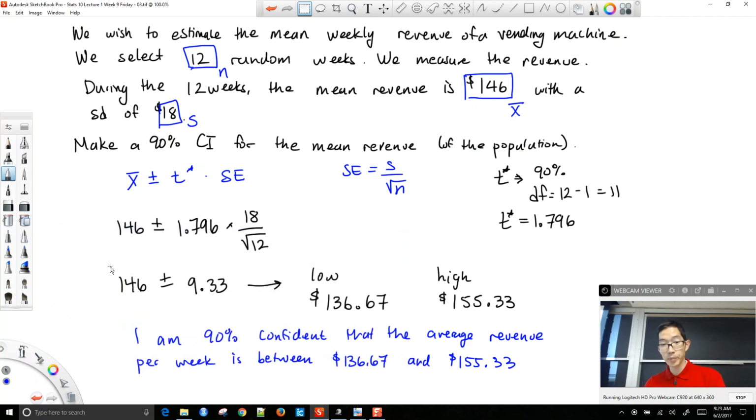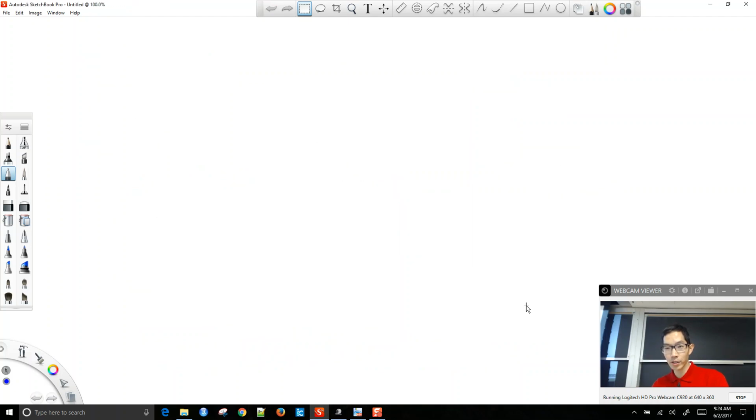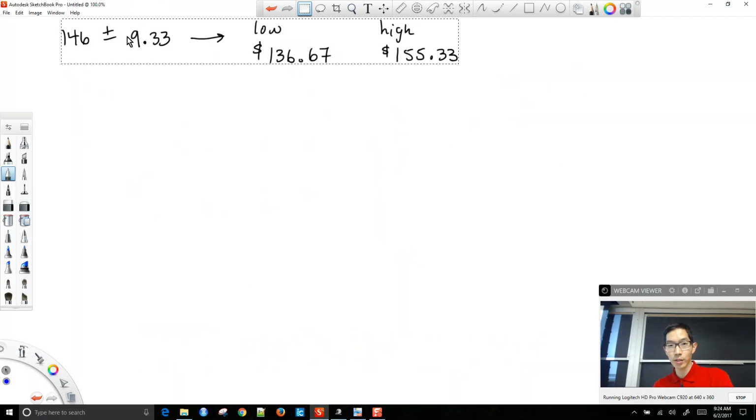It's not too bad, right? This is my 90% confidence interval. Okay, so we'll just do a few quick questions. I guess we can make this a quicker question.